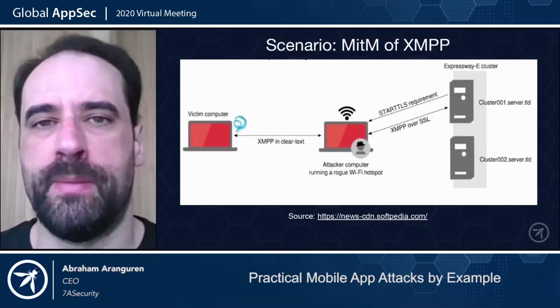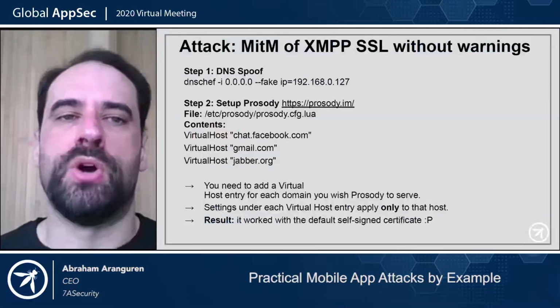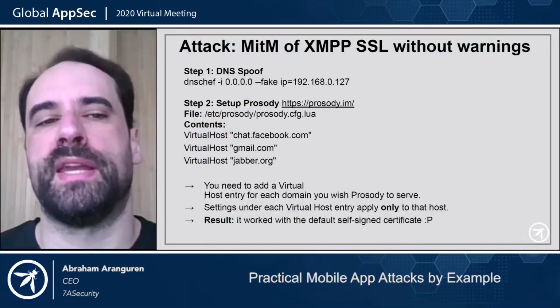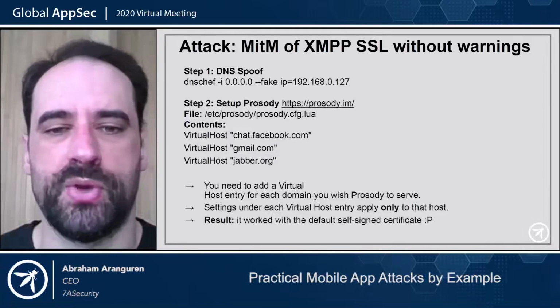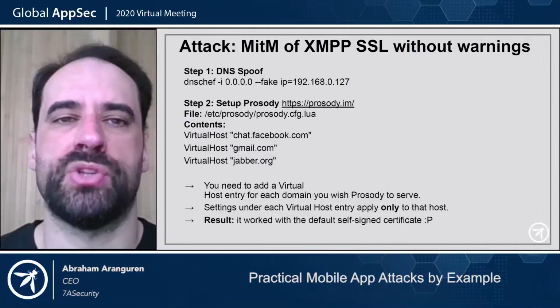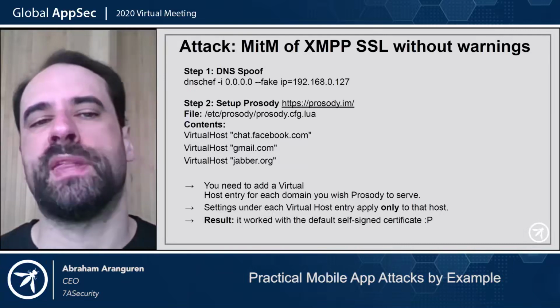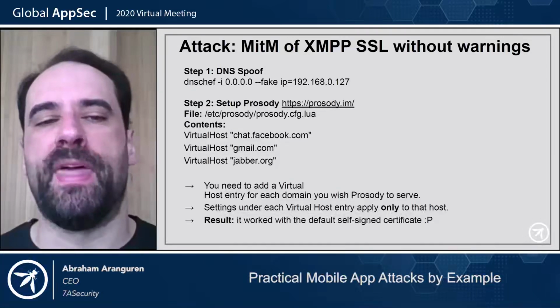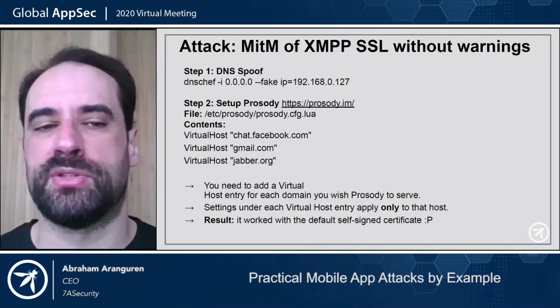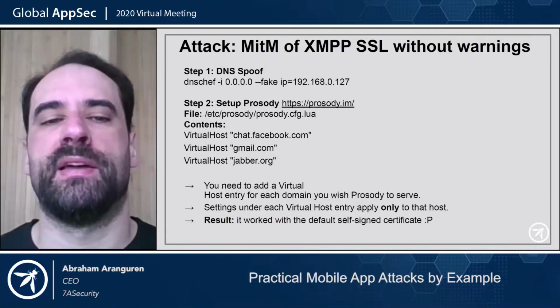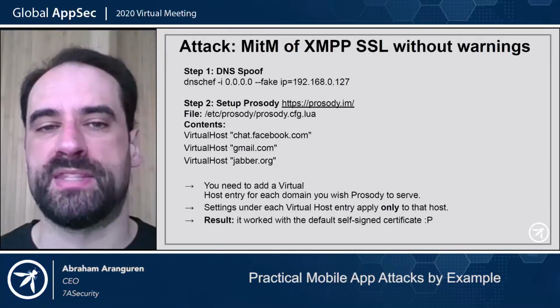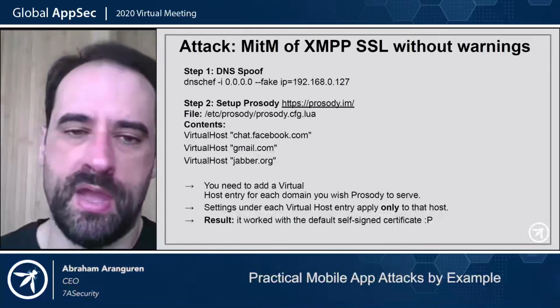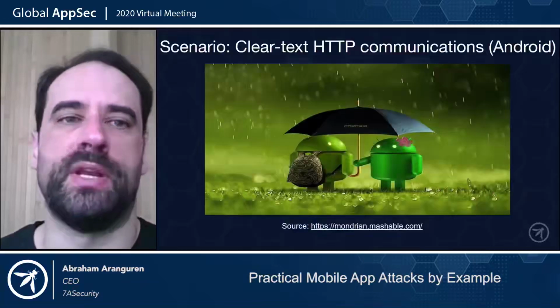And now let's look at another man in the middle of XMPP. So another thing that you can do when you man in the middle XMPP, this protocol for chat applications like Jabber, Facebook and Gmail also have some chat stuff. To man in the middle this protocol, one thing that you can do is to set up Prosody, and by default it will run with a self-signed certificate. So if you can get the application to try to authenticate to your Prosody server, that means that the application is trusting self-signed certificates. So this is a good test to do in case you face a situation like that.